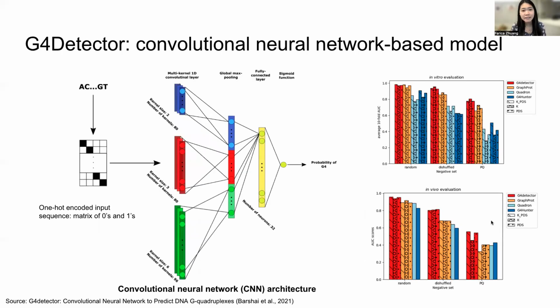G4 Detector is a CNN-based model that has been shown to outperform other existing models. Here, G4 Detector's performance is represented by the bars in red, and they showed that they have the best performance for both in vitro and in vivo G4 datasets. G4 Detector was originally built to predict DNA G-quadruplexes, but in order to perform a true comparison with our model, we retrained it on the same RNA G4 data as G-Former.